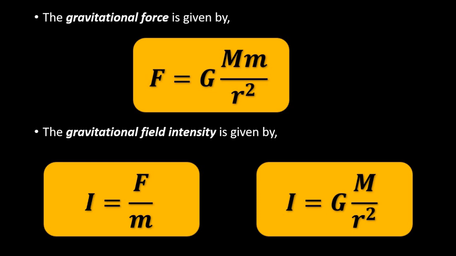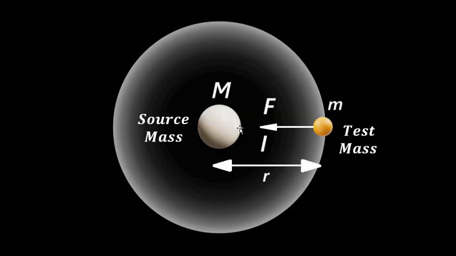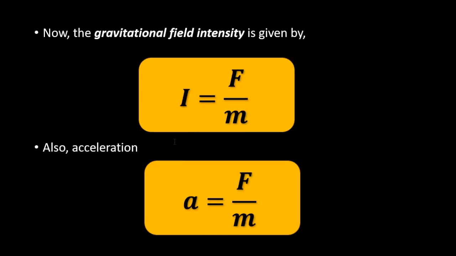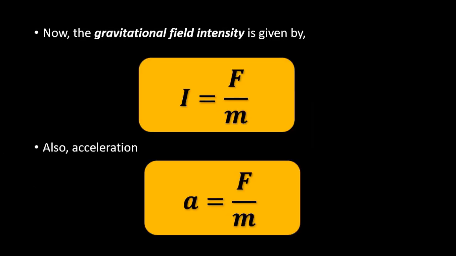Here the gravitational field intensity is directly proportional to the source mass and inversely proportional to the radial distance. Greater the mass, greater the gravitational field, and the closer we are to the source mass, the higher the gravitational pull and intensity. As we move away from it, the intensity is lower. Also, the gravitational field intensity and the acceleration produced in the test mass have the same expression and the same numerical value. What it means is that if the test mass is free to move, it will move towards the source mass with an acceleration a.